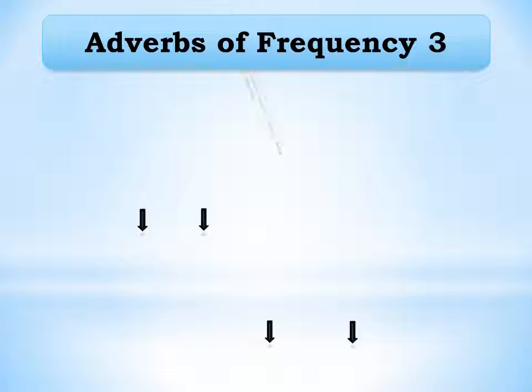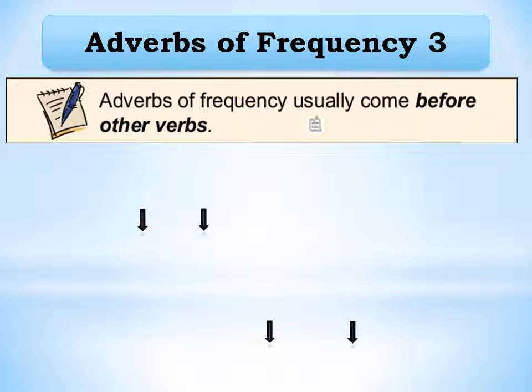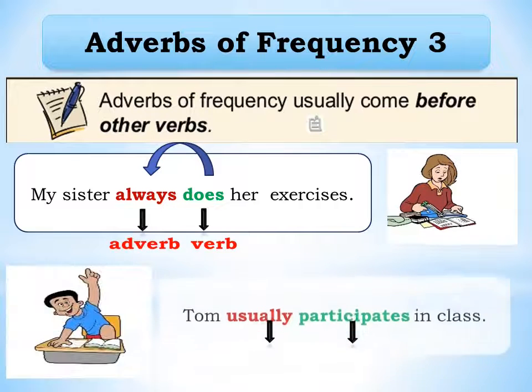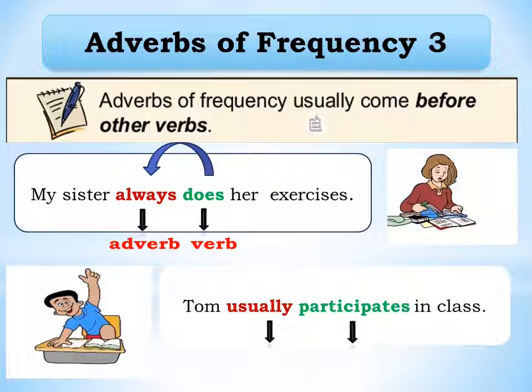But adverbs of frequency usually come before the main verb, before other verbs. The first sentence, my sister always does her exercises. In this case, the verb is does. As you can see, the adverb is before the main verb. Look at the second sentence. Tom usually participates in class. Participates is the verb and the adverb comes before it.